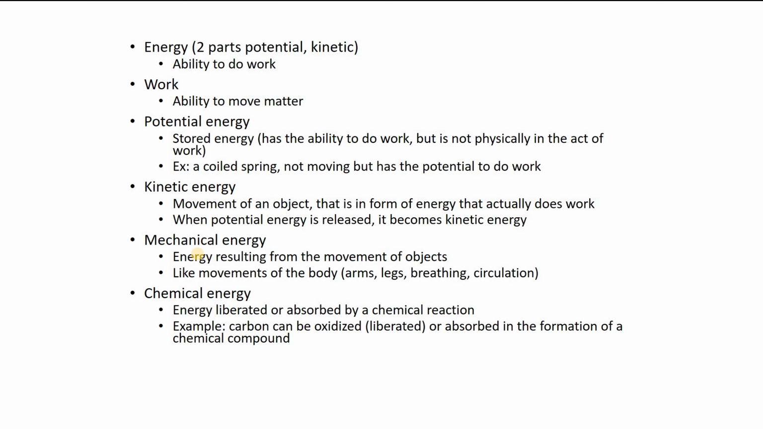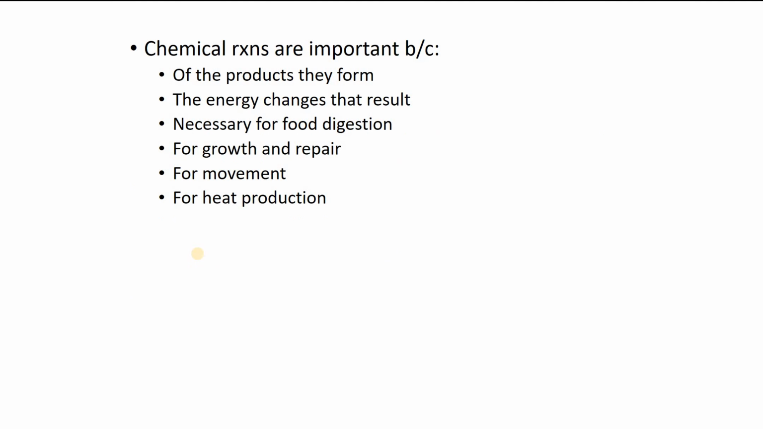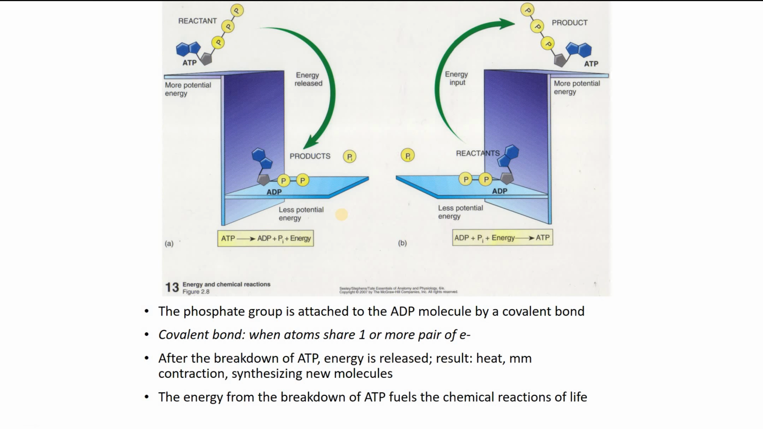Lots of that takes place in our body. We have lots of potential energy that eventually turns into kinetic energy. We do need the chemistry and the chemical reactions. They're necessary for food digestion, for growth and repair, for movement, heat production. Here's an example of movement and heat production and our fuel, our energy, and that's ATP.